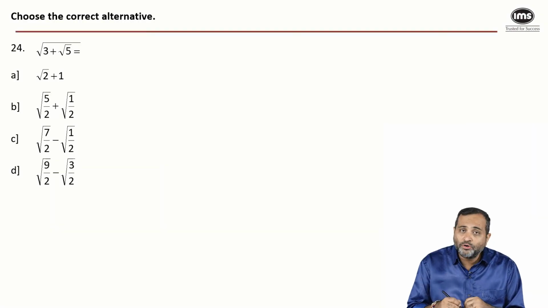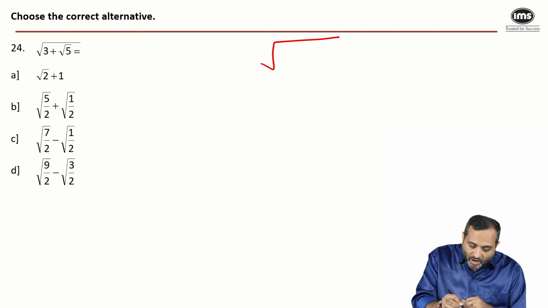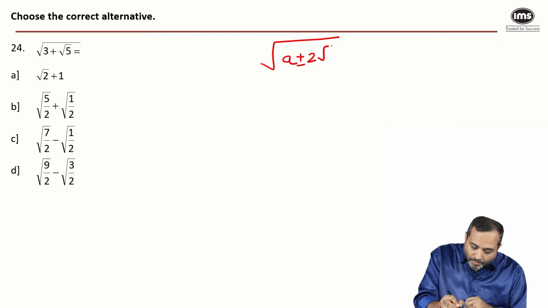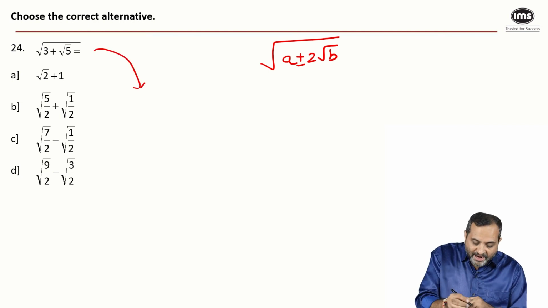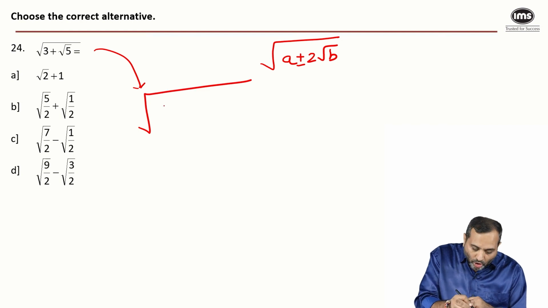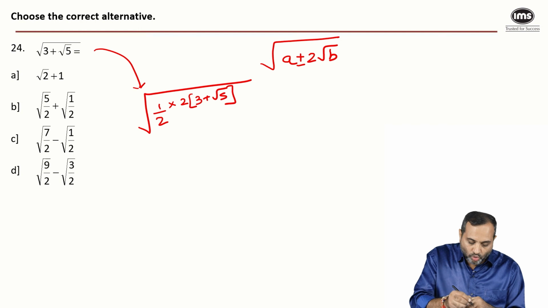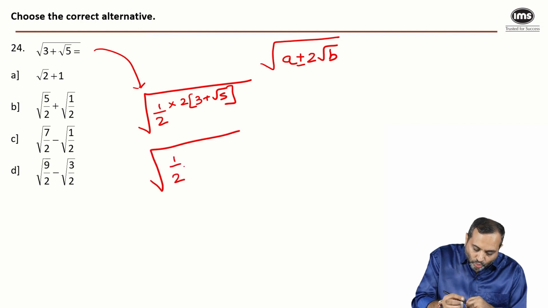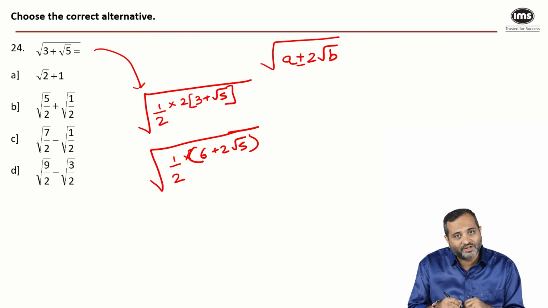Now I want to find the square root of 3 plus root 5. I'm sure you are aware of this method, how to find the square root of a number which is of the form a plus or minus 2 root b. It is very similar. I don't have a 2 there. So can I rewrite this as the square root of 1 by 2 into 2 times 3 plus root 5? So what does this become? Root of 1 by 2 into 6 plus 2 root 5. Now I want to find the square root of 6 plus 2 root 5. That's what my aim is.